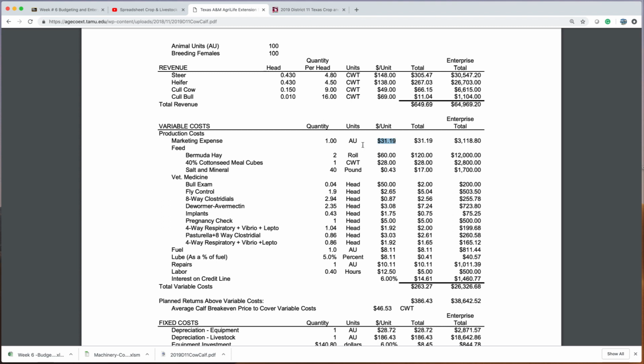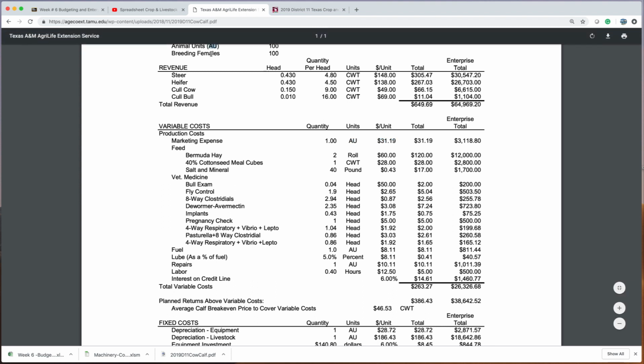We're kind of doing a cash flow budget estimate. But once you have records set, which is what we're kind of doing in ours, then you're able to come back and look at what that actually costs. So they're saying you're going to spend 31 bucks in marketing per animal unit, which in this case is a breeding female. All right. So it continues all the way through.